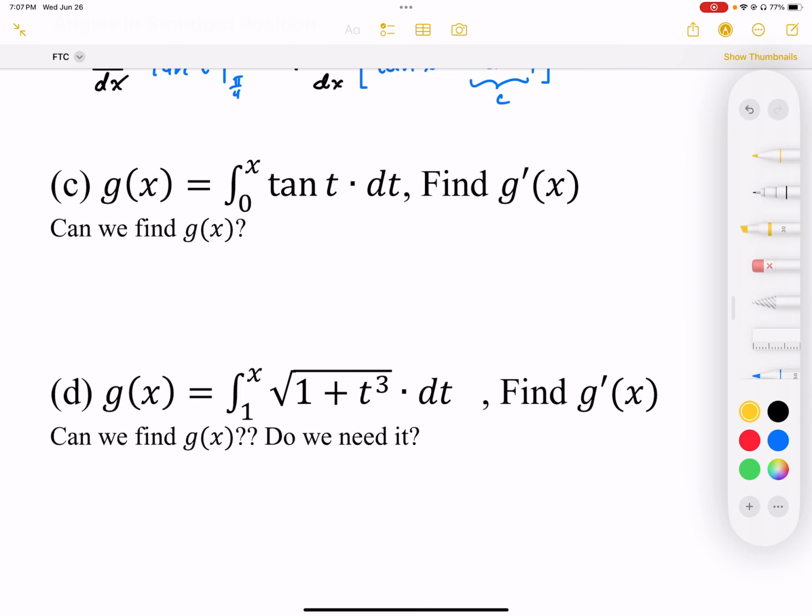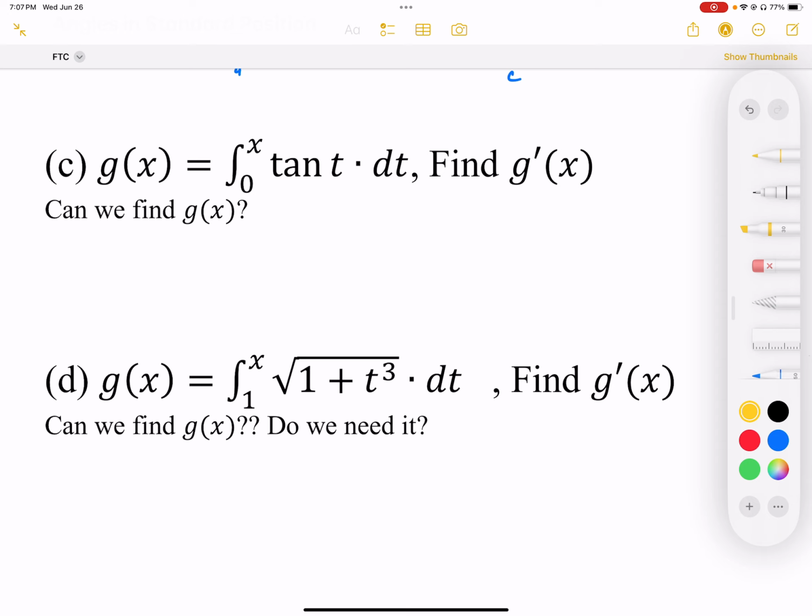So let's take a look at another example here. In this case, we cannot anti-differentiate tan t. We haven't learned how to anti-differentiate this yet. Although we can't anti-differentiate this, what we're actually trying to find is where the integral is going to be g of x, and then we're going to differentiate g to get g prime. Now, can we find g of x? No, we can't find g of x. So the answer to this is no.